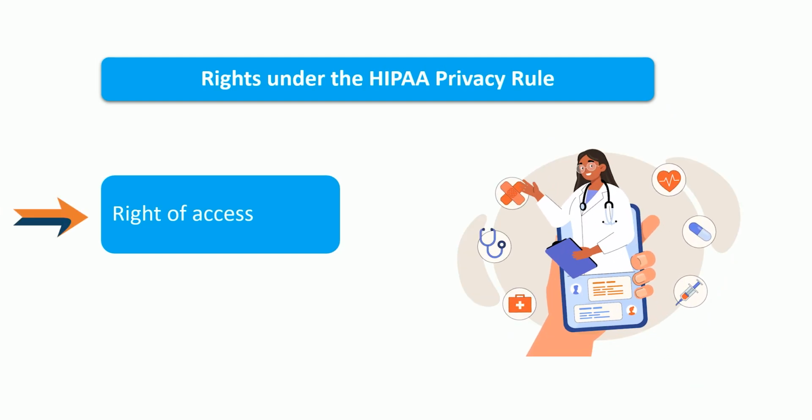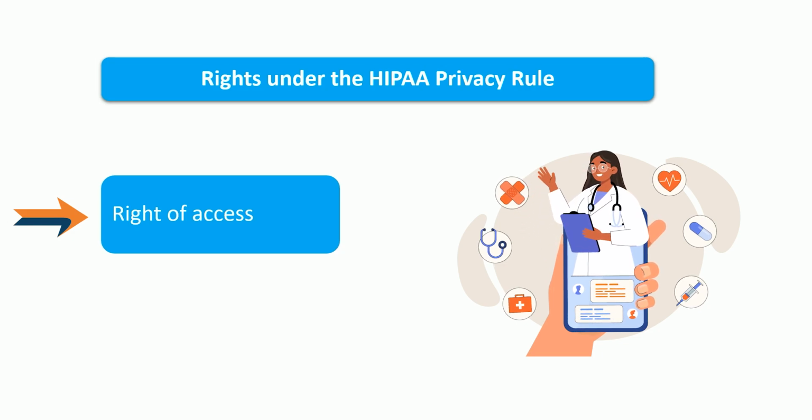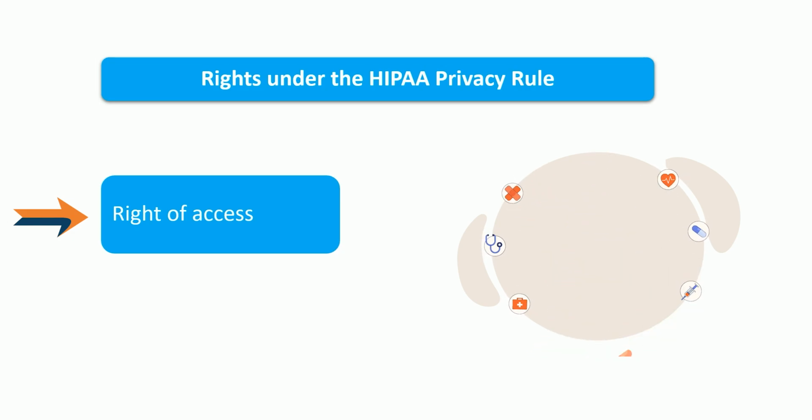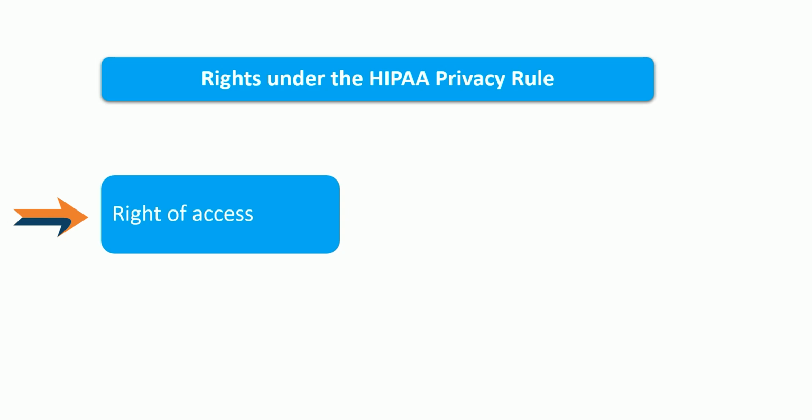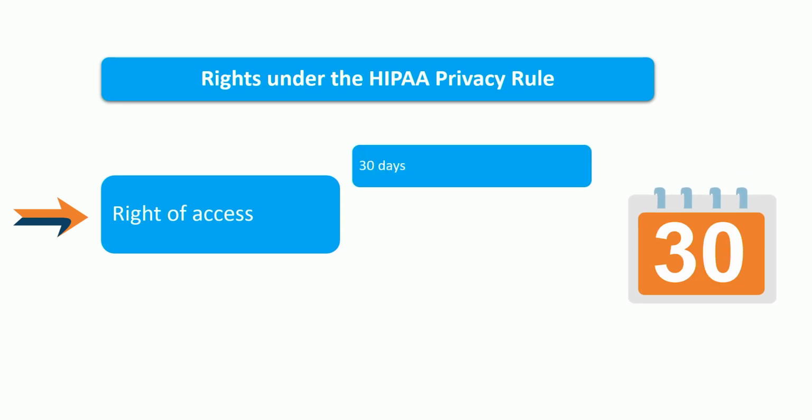Under the HIPAA privacy rule, patients have the right to access and obtain a copy of their protected health information. This means that patients can see their medical records, request copies, and even direct the information to a third party. Healthcare providers must respond to requests for access within 30 days. In some cases, this period can be extended by an additional 30 days.